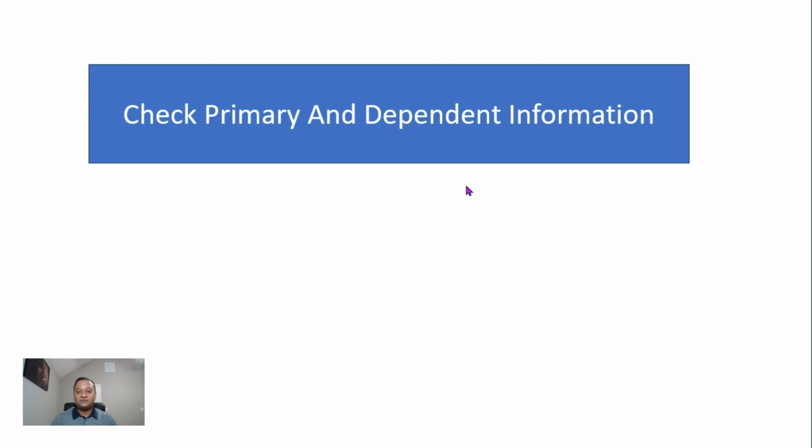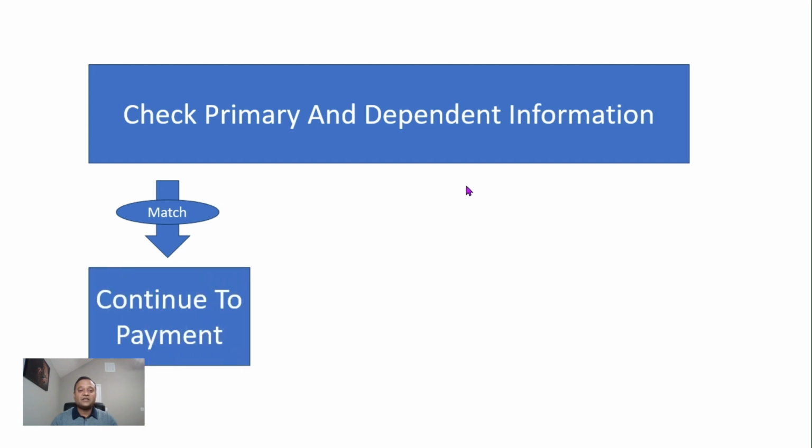So if you have one primary and two dependents, that means it will be $615, $205 for each. So make sure you verify everything in the primary and dependent information and that it is accurate as per your knowledge. If all the information matches, you can continue to the payment page, and I'll let you know what you need to do on the payment page.